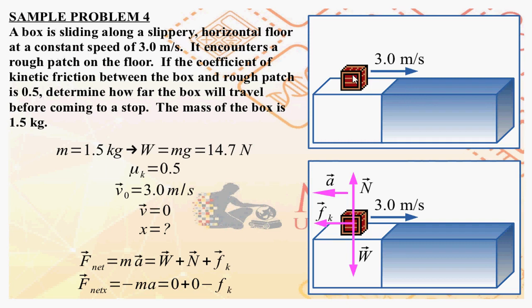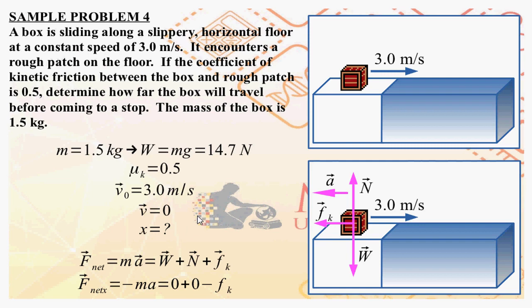According to the figure provided by the problem, the box is sliding to the right, so V naught is in the positive direction. The box comes to a stop, so the final velocity is 0. We are looking for how far the box will travel, so the magnitude of the displacement, or distance traveled, x.